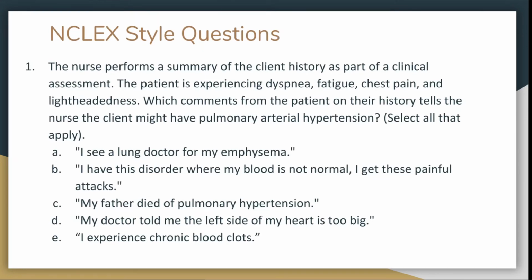Pulmonary arterial hypertension can be caused by 4 main routes: unknown reasons, genetics, certain prescription or illegal drugs, and other health conditions like HIV, lupus, congenital heart diseases, or sickle cell anemia. Emphysema, left-sided heart conditions, and chronic clots are all different forms of pulmonary hypertension.